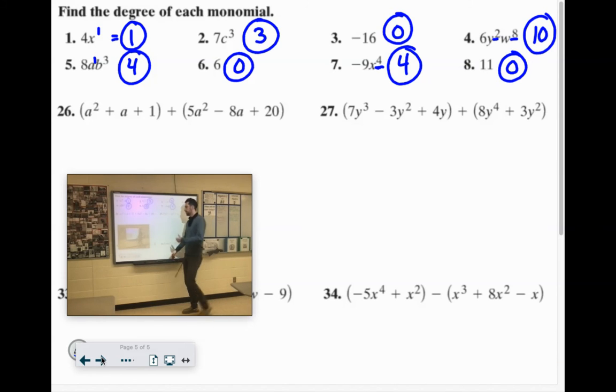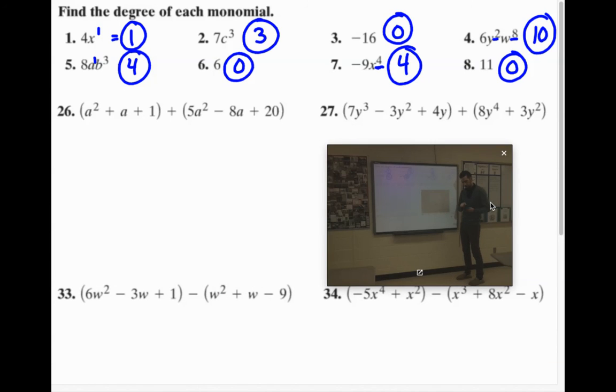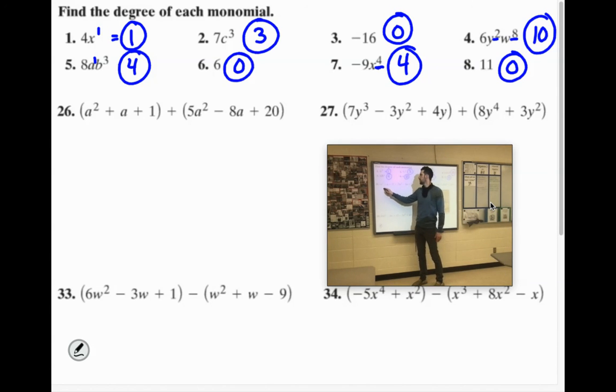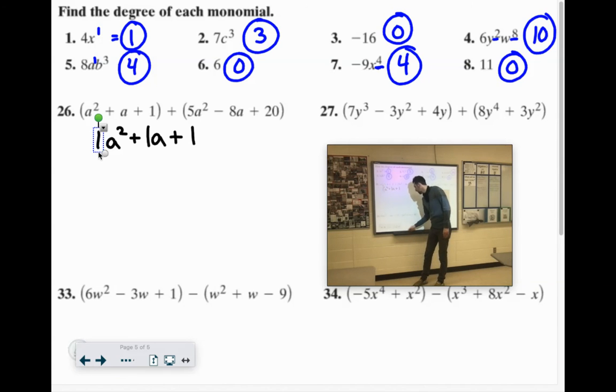Cool. We're going to add these together. All right, we can add these ones together. Let's stack them in the appropriate columns. So we have 1a squared plus 1a plus 1. If I stack the other one underneath it, we have 5a squared, negative 8a, and plus 20.